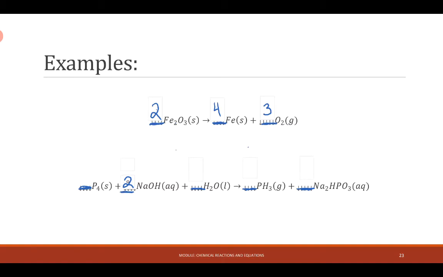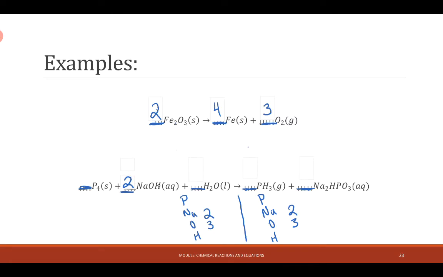Now let's count up my hydrogens and oxygens. So when I put a 2 in front here, let's go ahead and kind of make a table to help us keep track of everything. So I know I got 2 and 2. And so now I have 2 times 1. I'm going to count my oxygens. So I have 2 oxygens here, 1 oxygen there, so that's 3 oxygens. On this side I have 3 oxygens. Okay, cool, that's balanced.